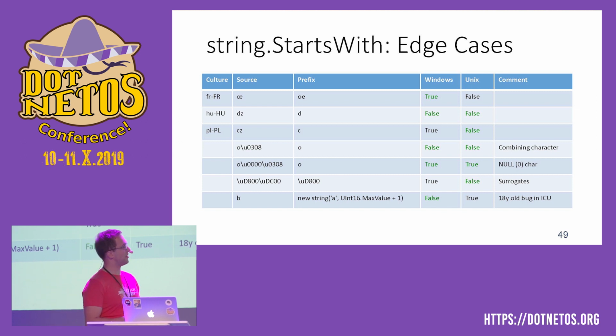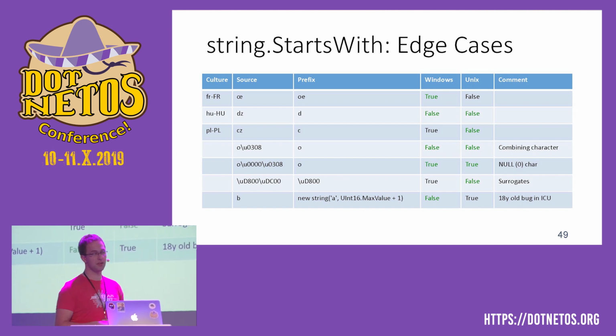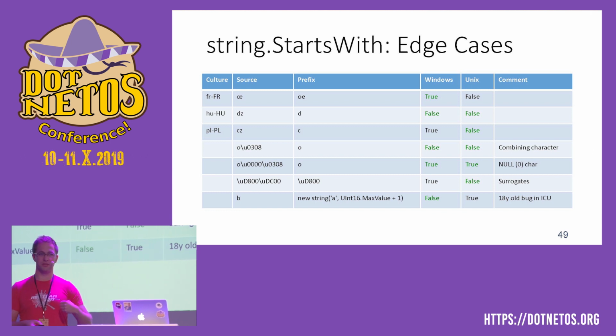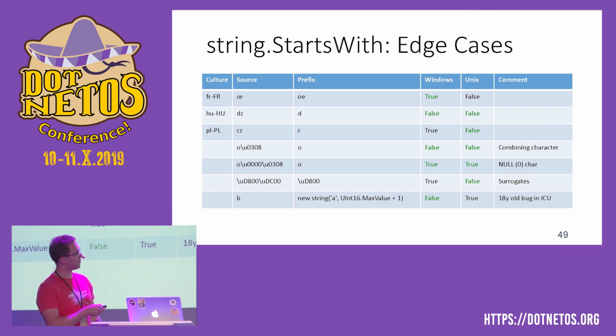Moreover, we have combining characters, which change the meaning of the previous character. So for example, O with this awesome character doesn't start with O. Moreover, we have the null character, which is treated differently on every OS. On Linux, by default, it means the end of the string. We have Unicode surrogates, which are also handled differently by both OSs.